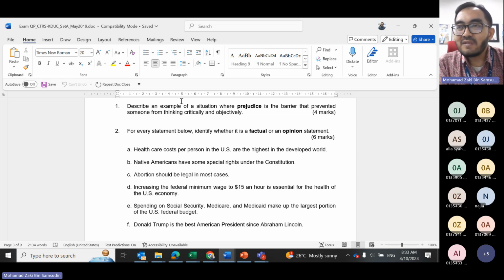So you want to do everything cepat, pergilah private. Tapi bayaran ni berkali-kali lah gandanya. So healthcare cost per person in the US highest in the developed world, I think it's a factual statement. Alright, so Native Americans have some special rights under the Constitution. Is it facts or opinion? Have some special rights under the Constitution. Okay.